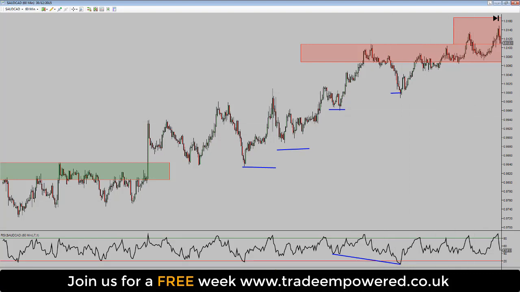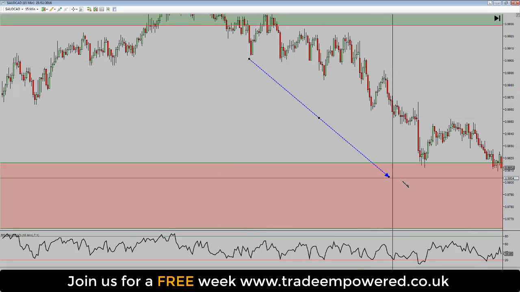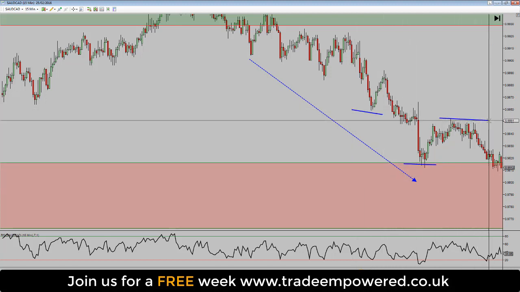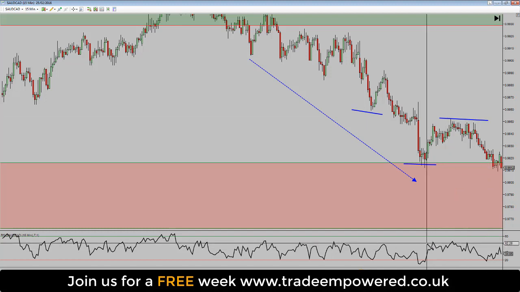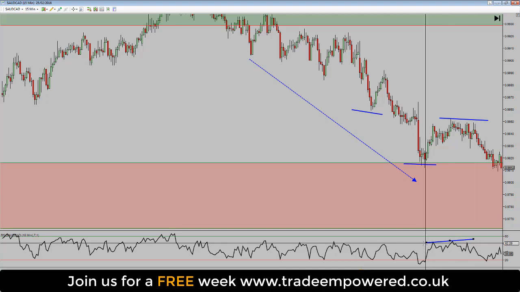So lastly, we've got a bearish trend. So here, for instance, we are in a downtrend, and you can see as price action puts in lower lows, lower highs, you can actually see that the RSI is actually putting in a higher high here.